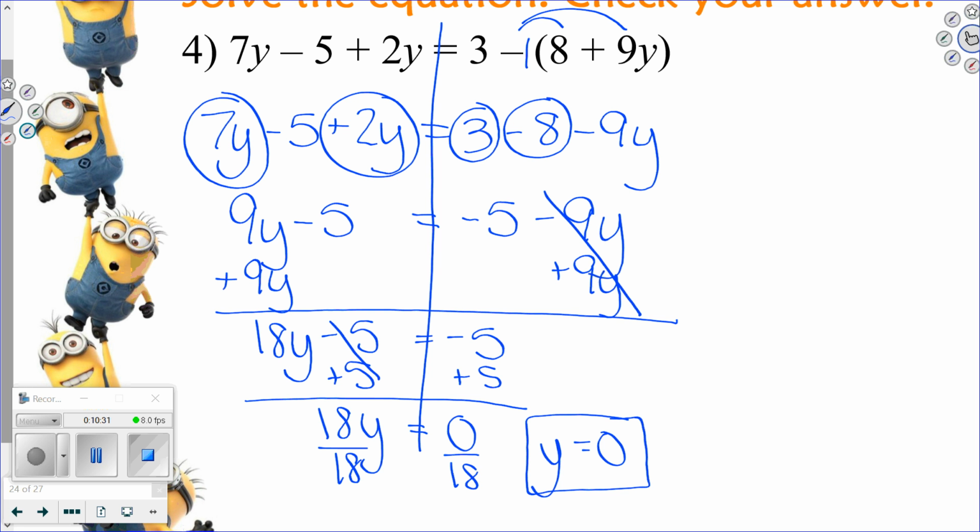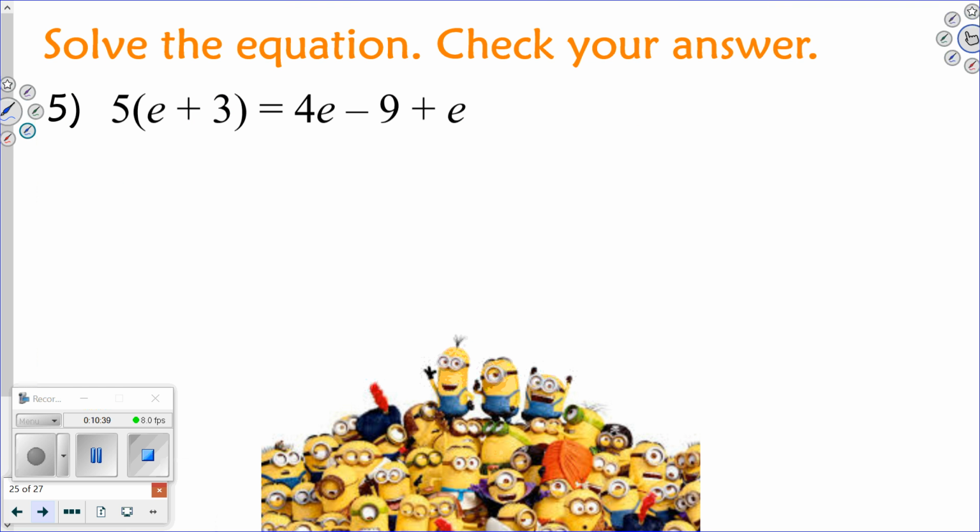All right. So 0 divided by anything is 0, but you cannot divide by 0. Can't be on the bottom. 0 on top is fine. It's just 0. All right, number 5. I distribute 5e plus 15.